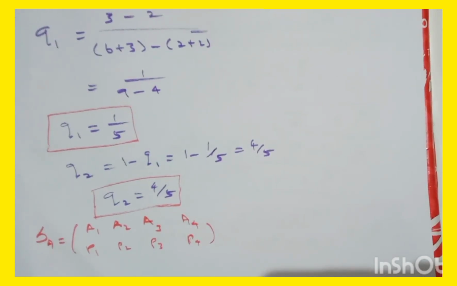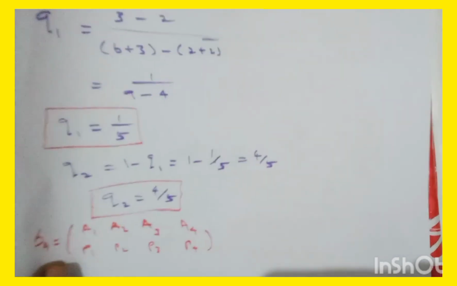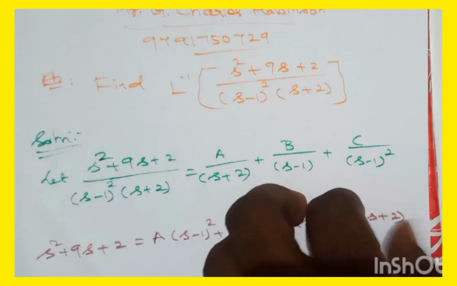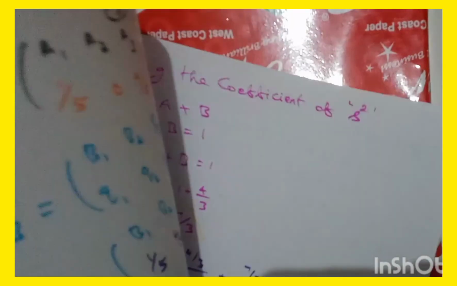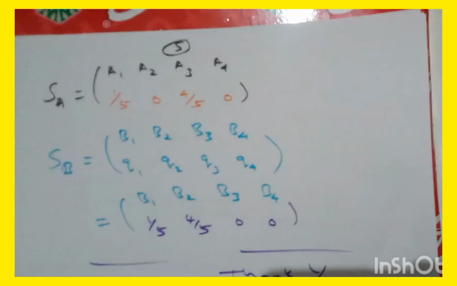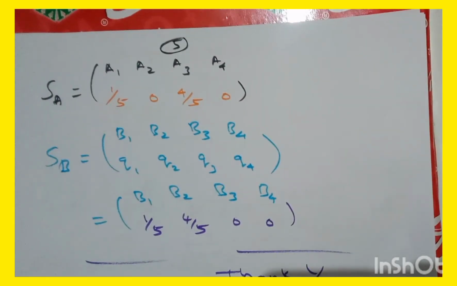Now find the strategies for A1, A2, A3, A4. The respective strategies are P1, P2, P3 and P4. So now we have the result. The strategy for A is: A1 is 1 by 5, A2 is 0, there is no value, A3 is 4 by 5, and A4 is 0. This is the strategy for A. Similarly, for B: B1, B2, B3, B4 are Q1, Q2, Q3, Q4. So B1 is 1 by 5, B2 is 4 by 5, and B3 and B4 are 0. So these are the strategies. Thank you, my dear friends.